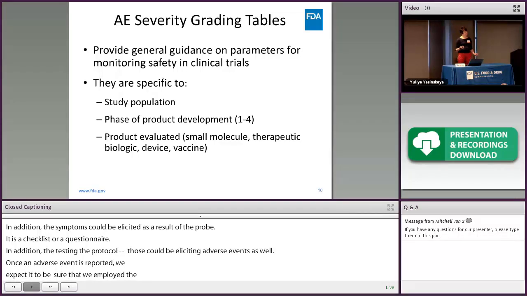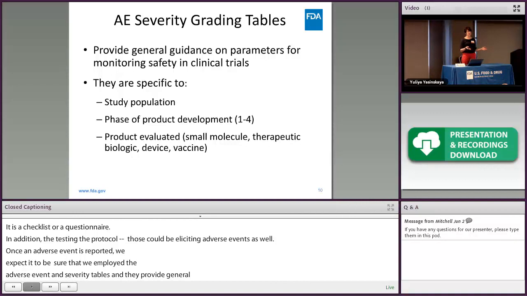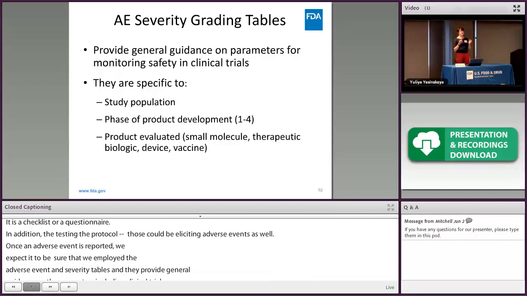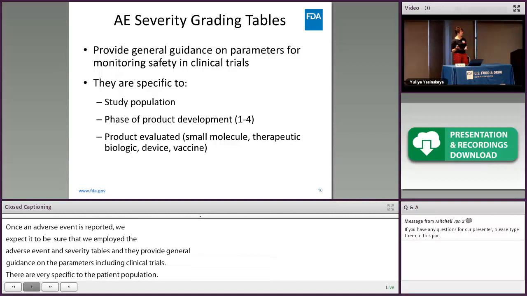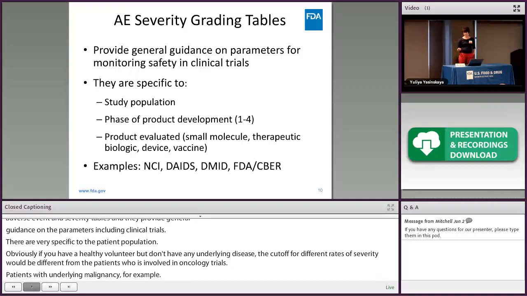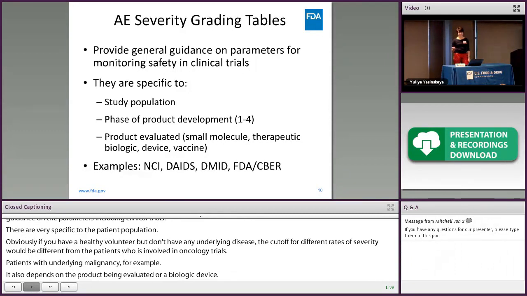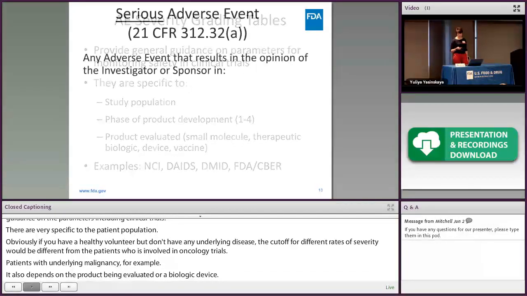Obviously, if you have a healthy volunteer who doesn't have any underlying disease, the cutoffs for different grades of the severity would be different from the patient who is enrolled in oncology trial, so a patient who has underlying malignancy, for example. It also depends on the phase of product development and on the product being evaluated, whether it's a small molecule or it's a biologic, device, or vaccine. Examples of the grade toxicity tables are provided here, and I'll provide you a link at the reference slide at the end of my presentation.